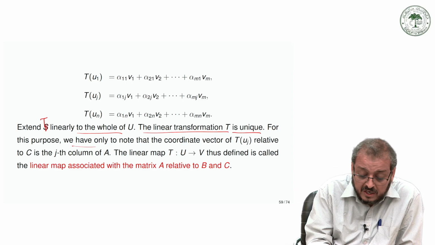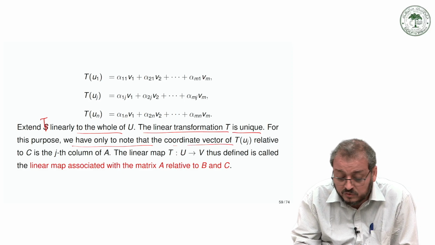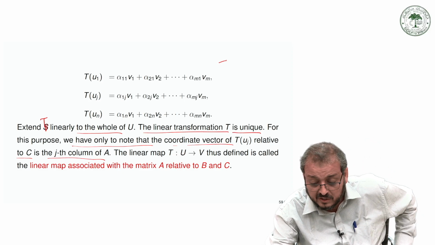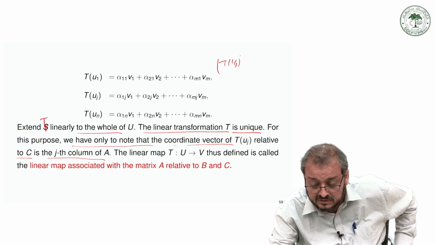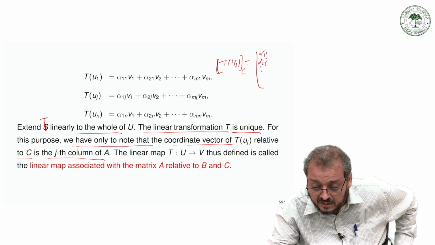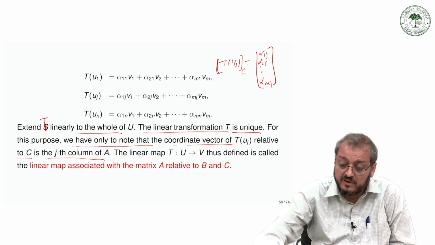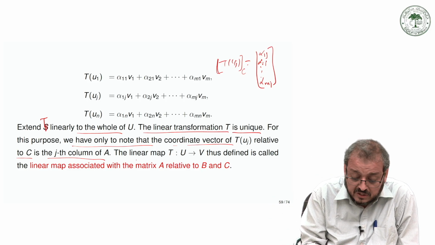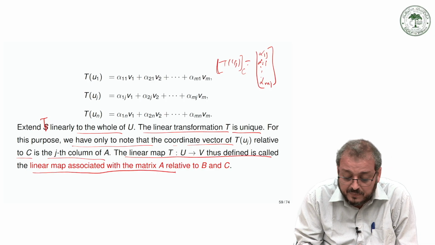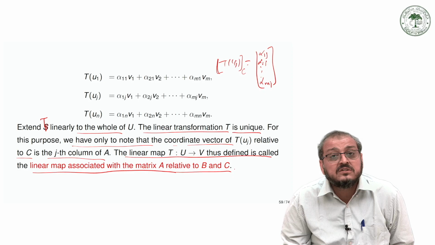For this we only have to note that the coordinate vector of T(u_j) relative to the basis C is the jth column of A. This means T(u_j) is equal to the coordinate vector corresponding to C, which is the jth column: α_1j, α_2j, and so on up to α_mj. So the linear map T from U is called the linear map associated with the matrix A relative to the basis C.